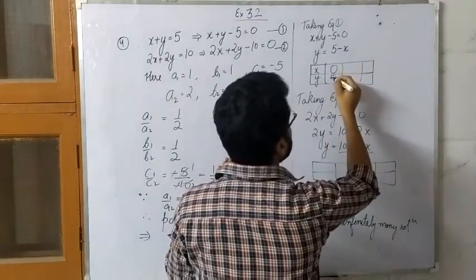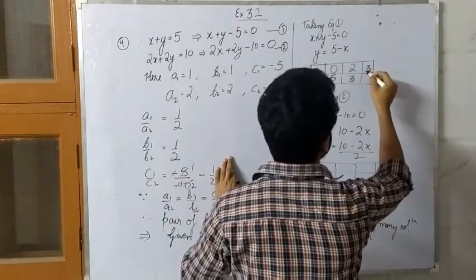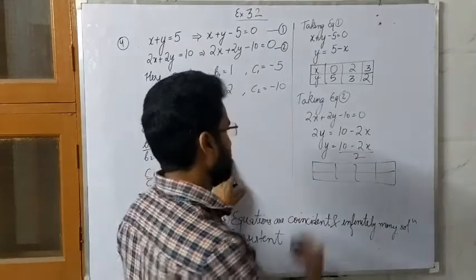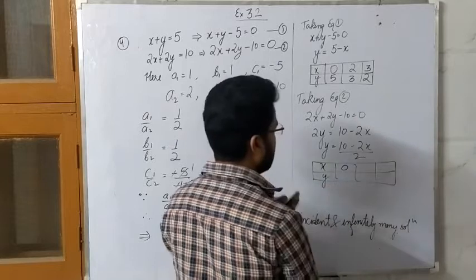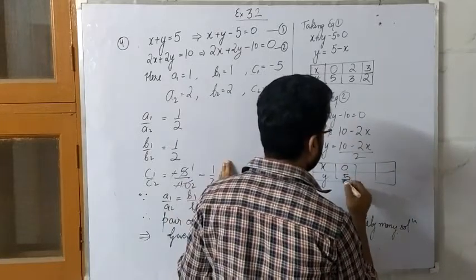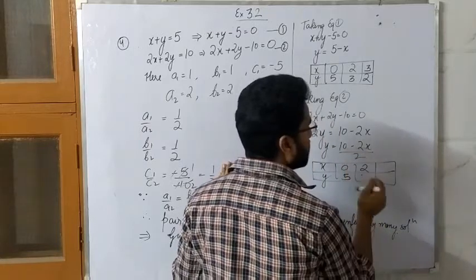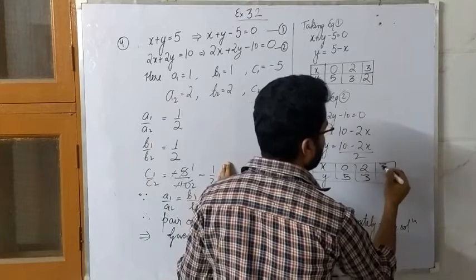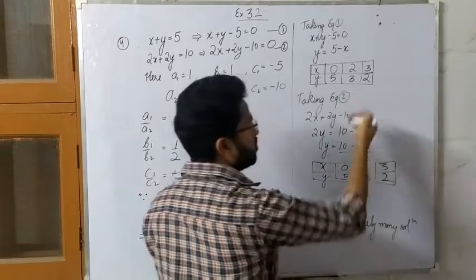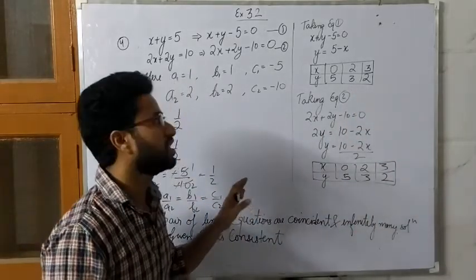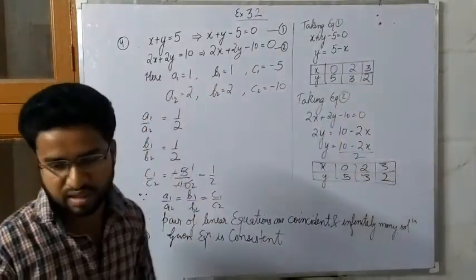Now let's say we put x equals to 0, we get 5, and if we put x equals to 2, we get 3, and if we put x equals to 3, we get 2, right? Similarly, put x equals to 0, we get y as 5, and put x equals to 2, 2 twos are 4, 10 minus 4 is 6, 6 divided by 2 is 3, and put 3, 3 twos are 6, 10 minus 6 is 4, 4 divided by 2 is 2. So you can clearly see the solutions are same, so their graph will be coincident, right? And you can draw its graph very easily.